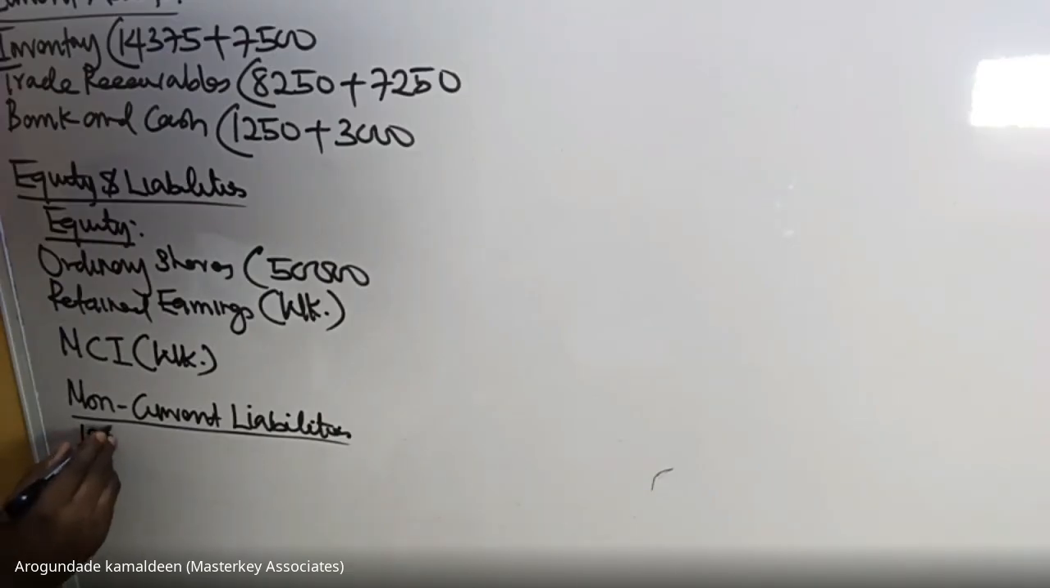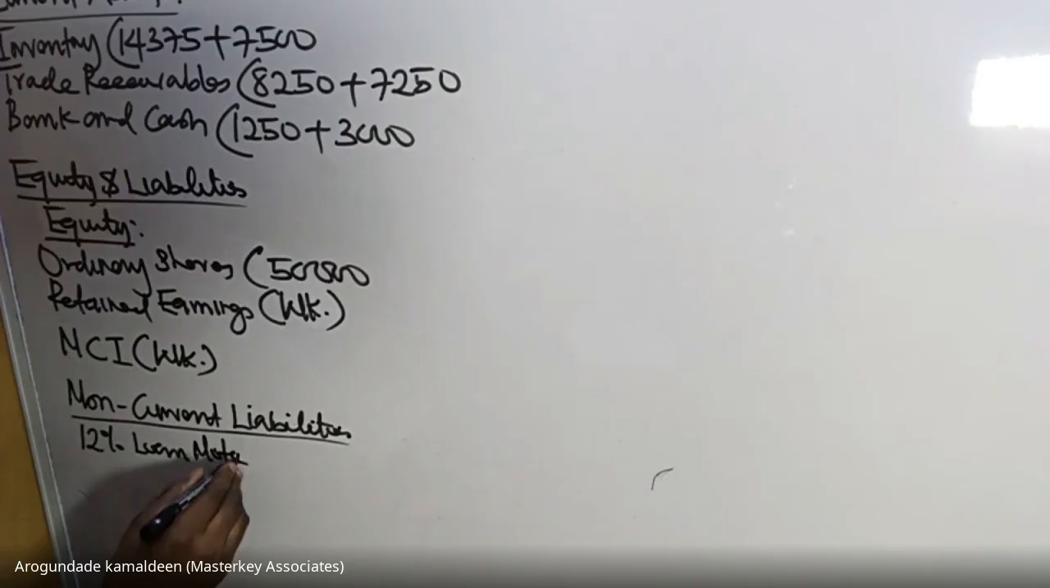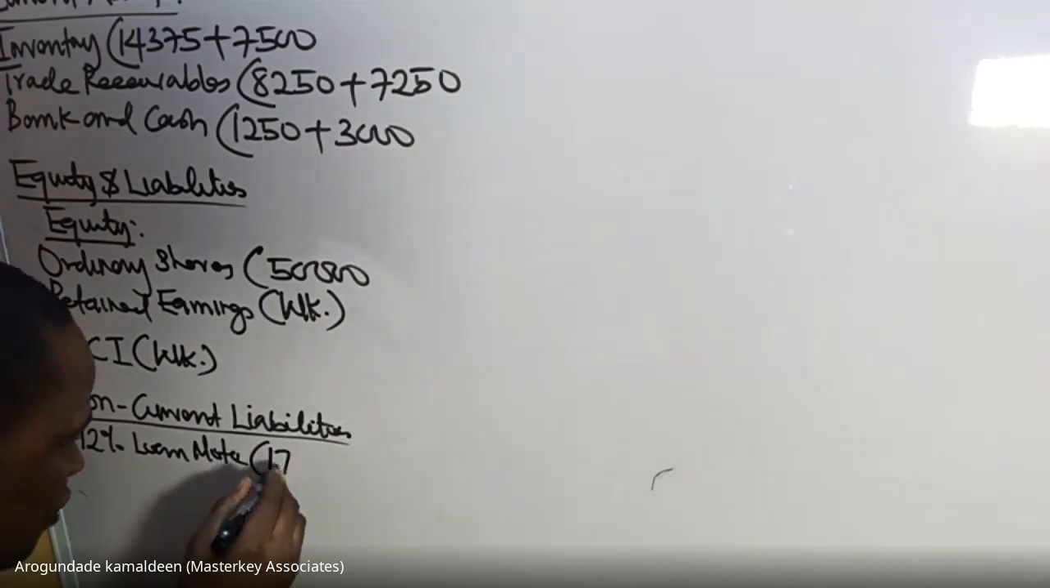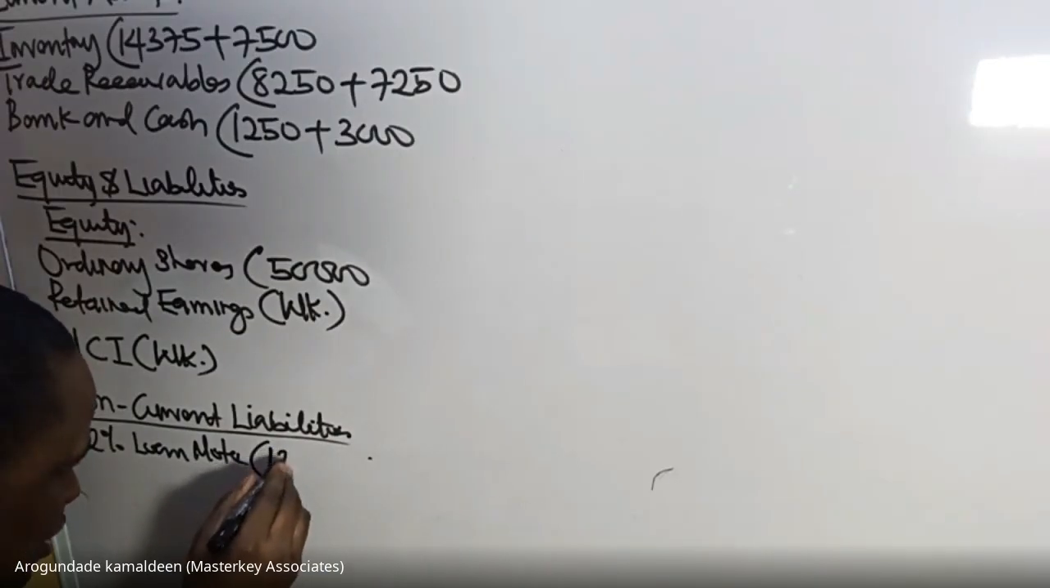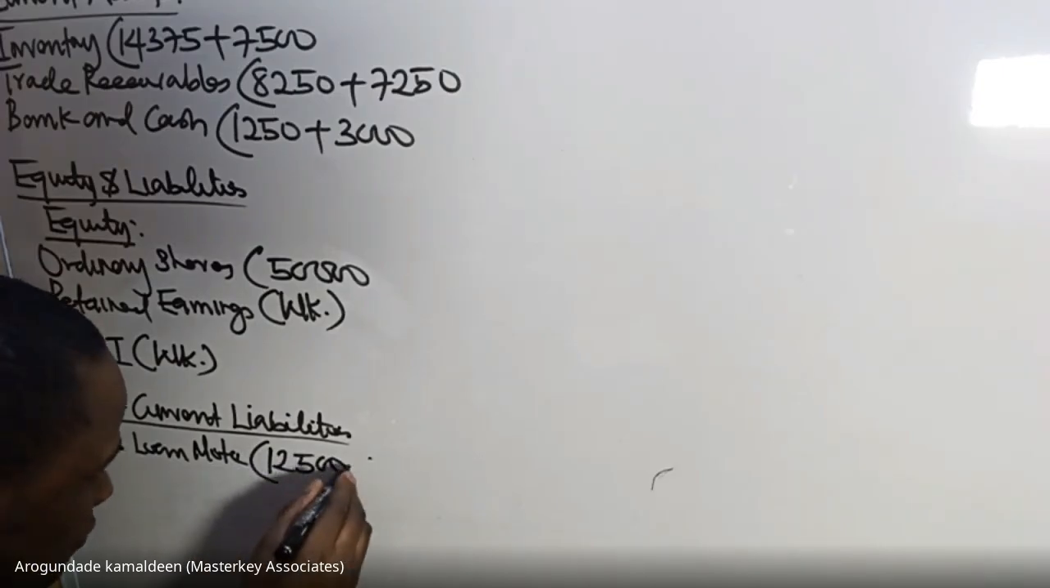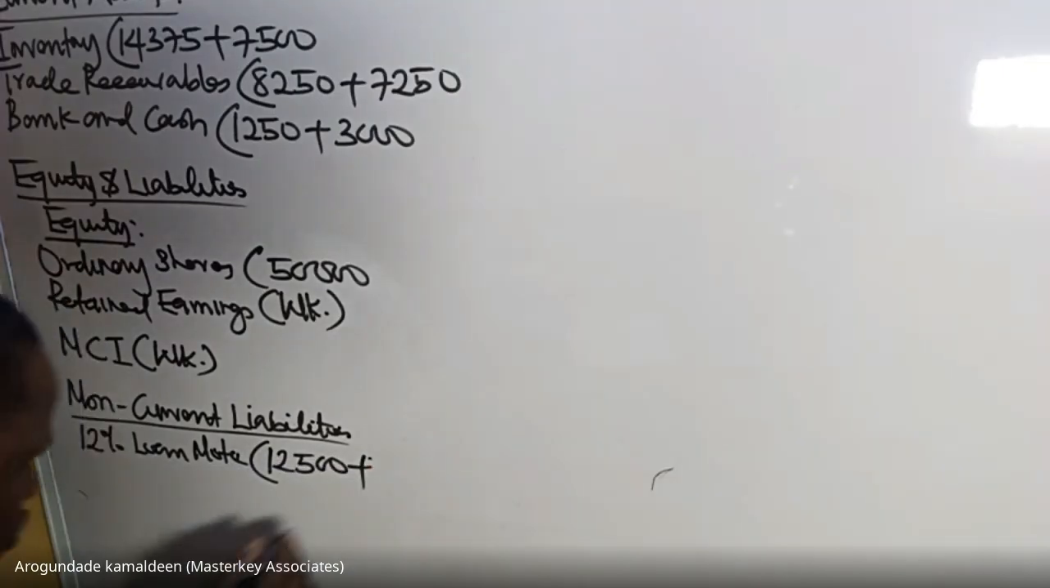Here you have the non-current liabilities, the loan note. There you have 17.5, right, class? Please check for me. No, it is 12.5. It is 12,500. Okay, sir, thank you. 12.5 plus 2.5.